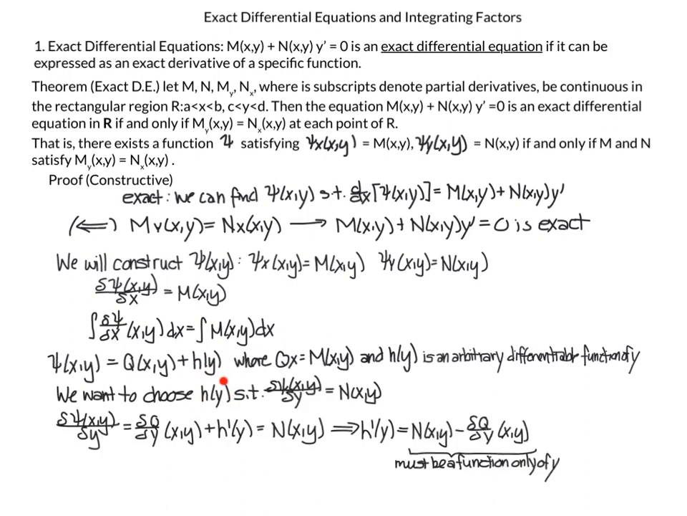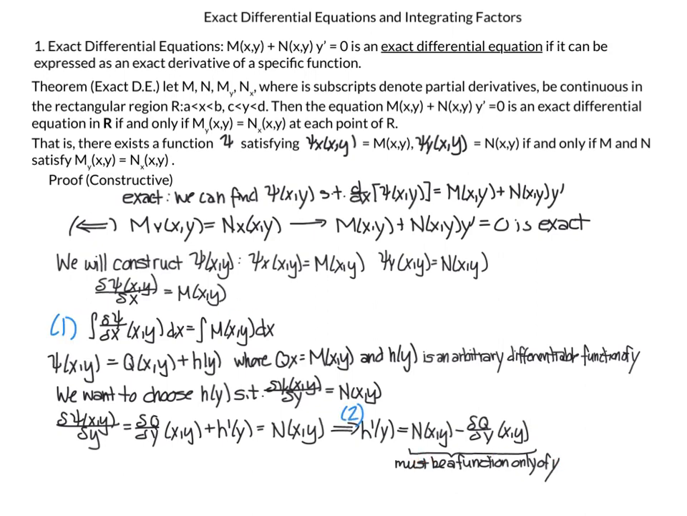Now we want to choose h(y) such that d psi/dy is equal to N(x, y). Remember, that was kind of our condition here. So what we have is d psi/dy, here is our definition of psi, is equal to dQ/dy plus h prime of y. And again, this we want to equal N(x, y). So what that means is h prime of y is equal to N(x, y) minus dQ/dy. And again, this here will be a function only of y.